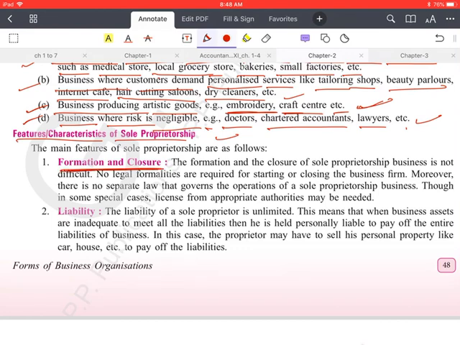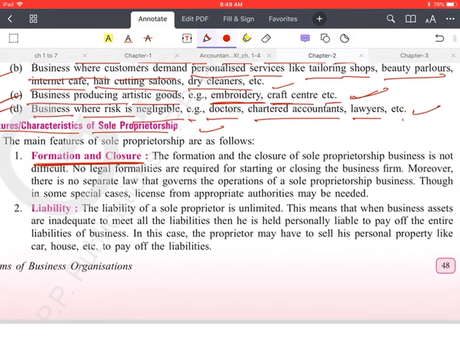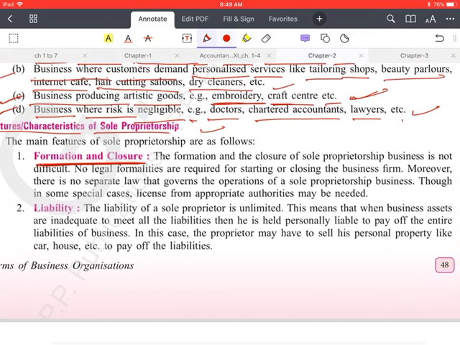It is very easy to start a sole proprietorship, and it is also easy to close down that business. When you start the business, except one or two businesses, the licensing of that business is not required.